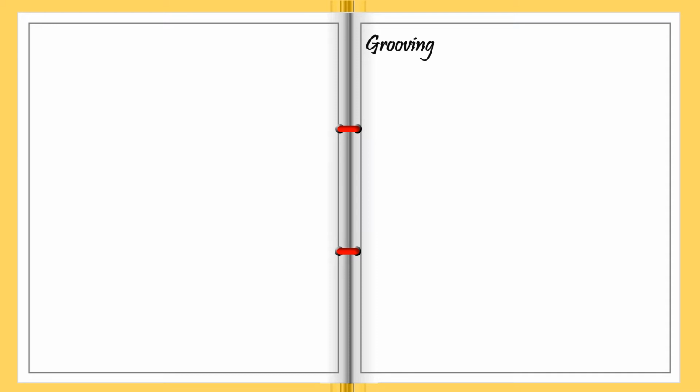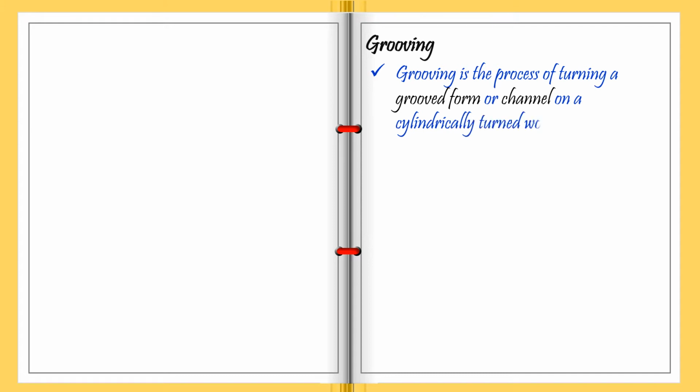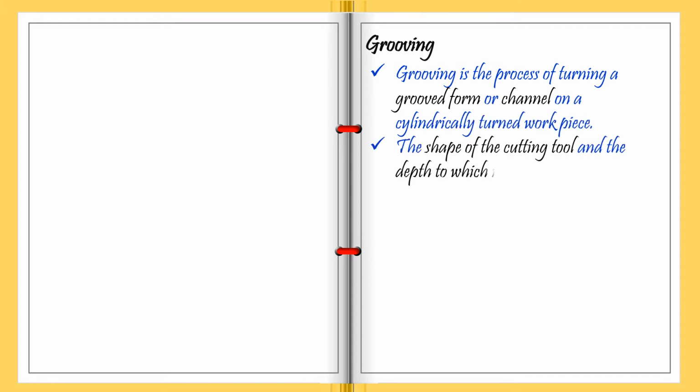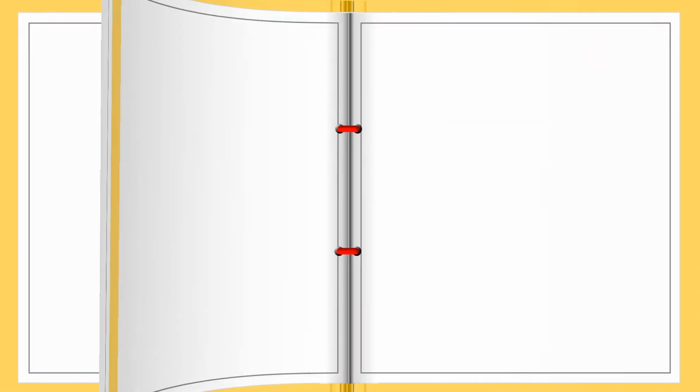Let's see about grooving. Grooving is the process of turning a grooved form or channel on a cylindrically turned workpiece. The shape of the cutting tool and the depth to which it is fed determine the shape of the groove. Let's see about the types of grooves.